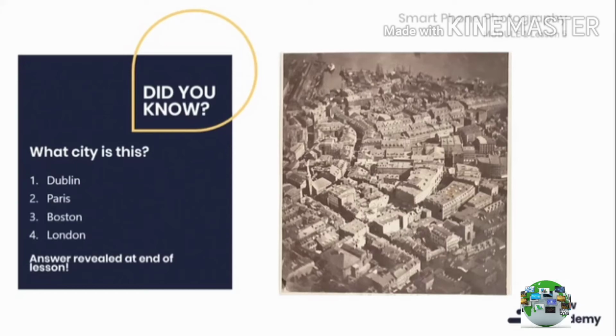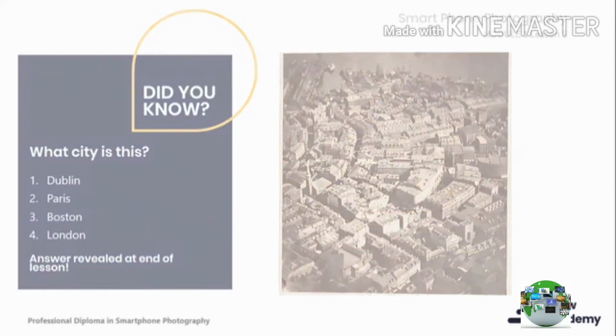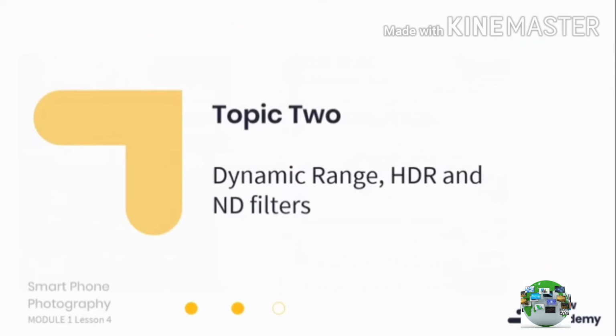Simply type it in. Just to show you again, is it Dublin, my hometown? Is it Paris? Is it Boston? Or is it London? Okay, and again, no looking it up, although it'd probably be difficult to look it up. But again, it's a photograph of some historical significance in the history of photography anyway. So we will reveal the answer. Moving on then into our next topic.